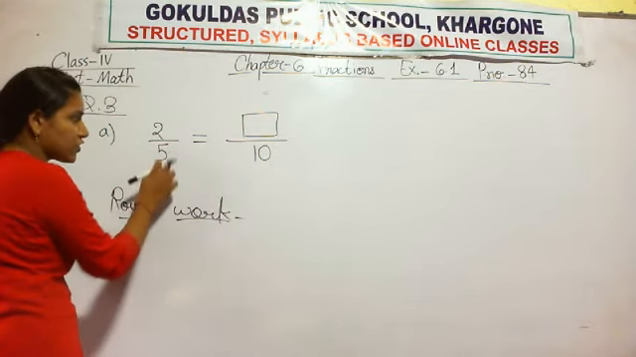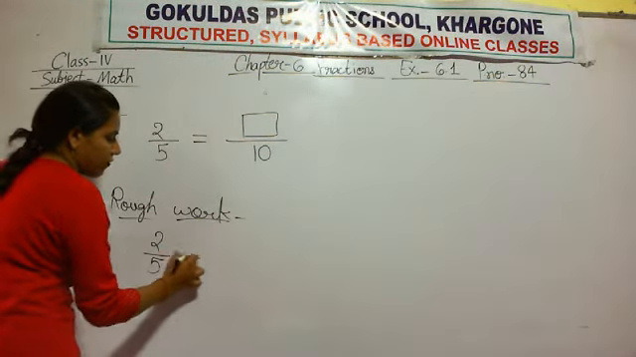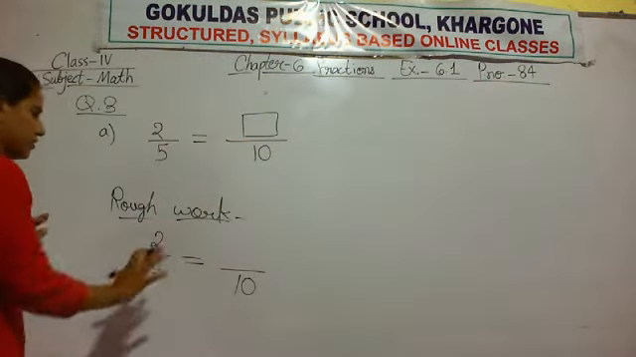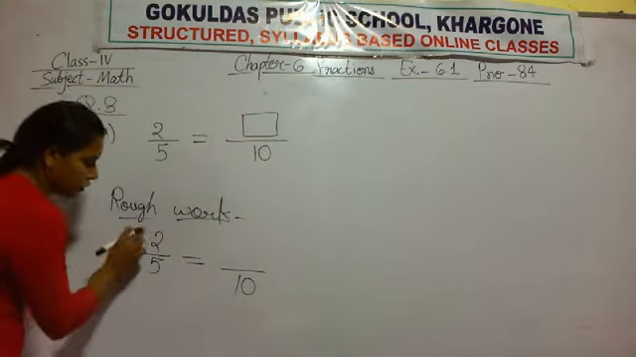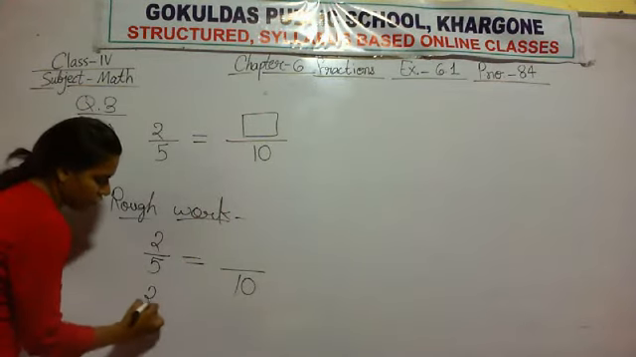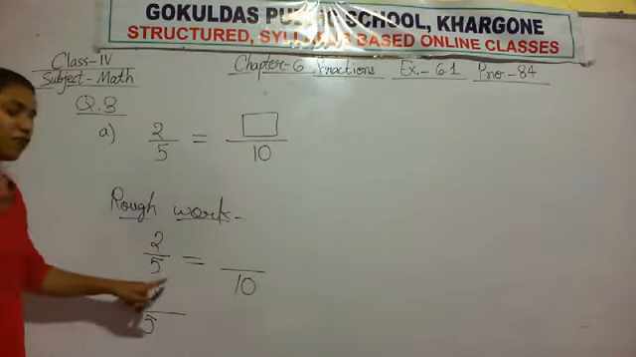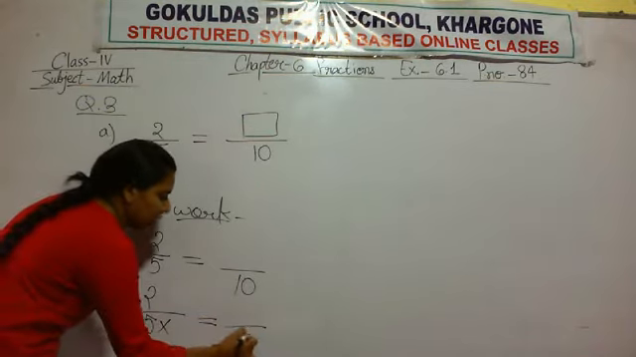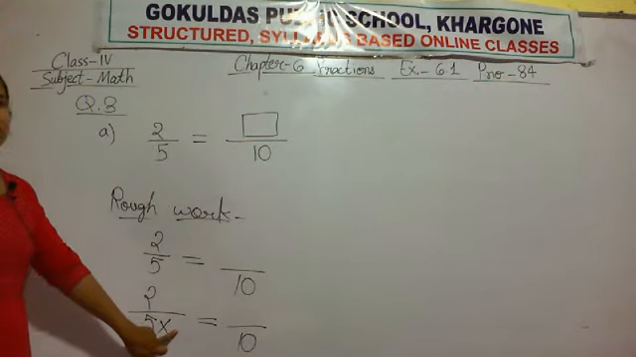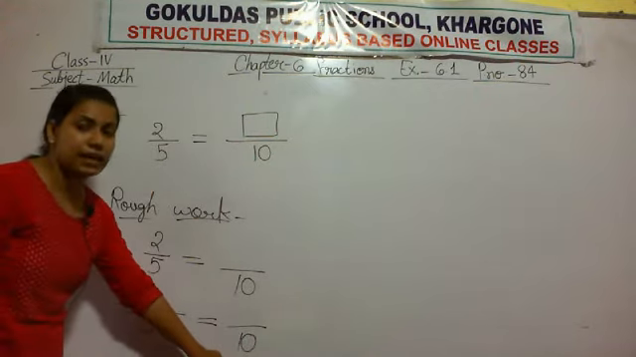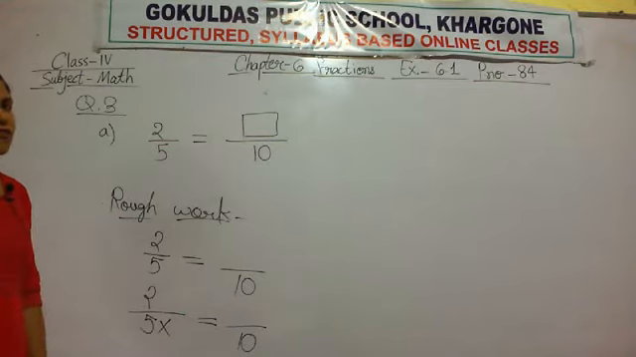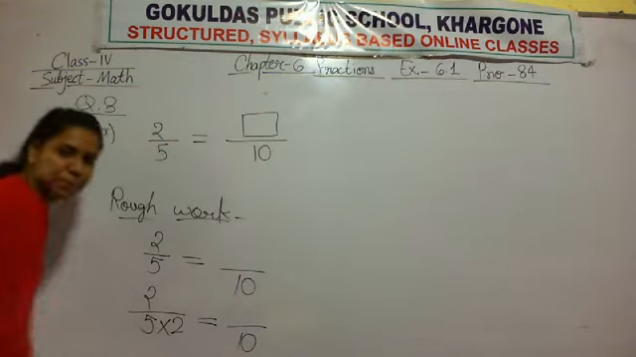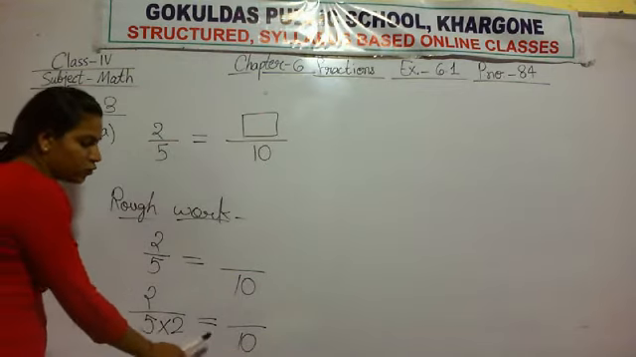Now in rough work, your first fraction is 2 upon 5 and other fraction is 10. You don't know which number will come here. Okay, so leave it. Now your fraction is 2 upon 5, so write 2 upon 5. Now by what number you will multiply 5 so that you will get 10? So 5 ones are 5, 5 twos are 10. If you multiply 5 by 2, your answer will be 10, right?